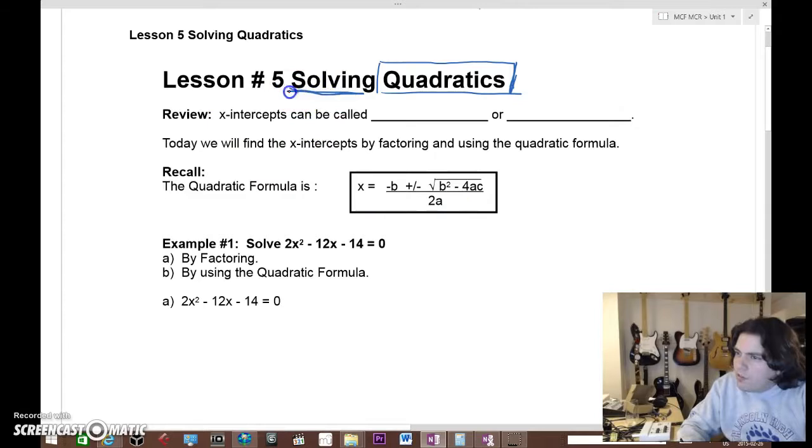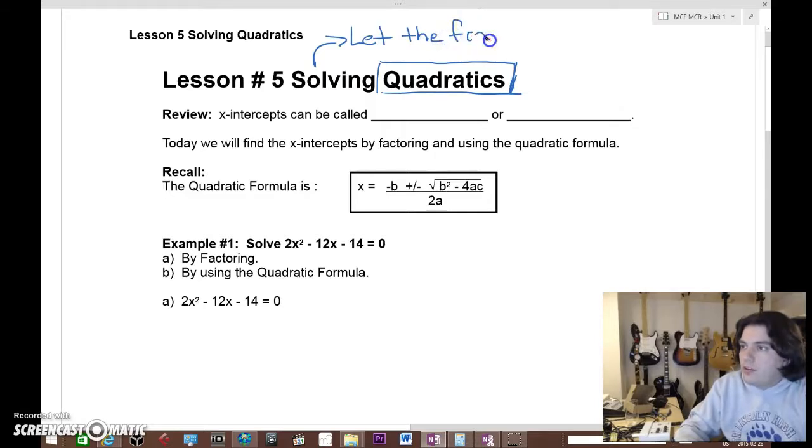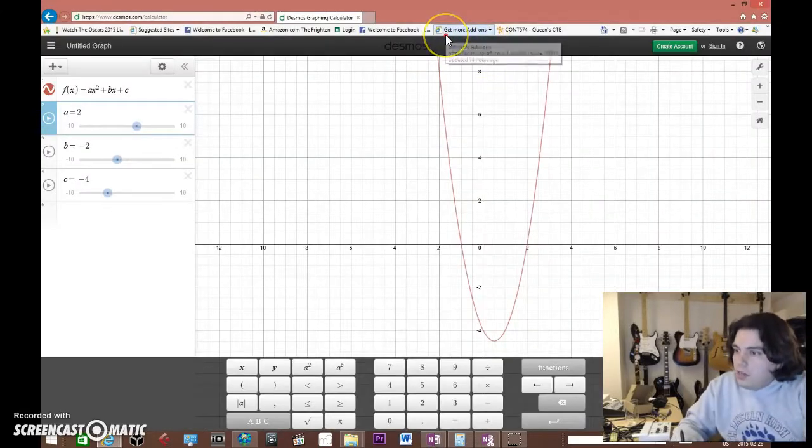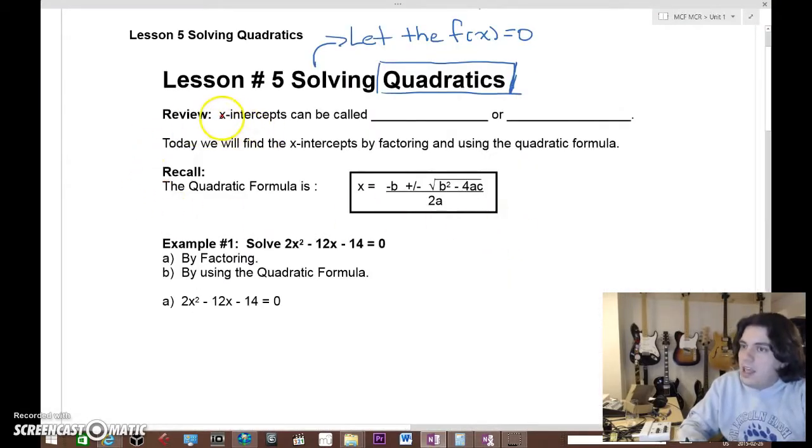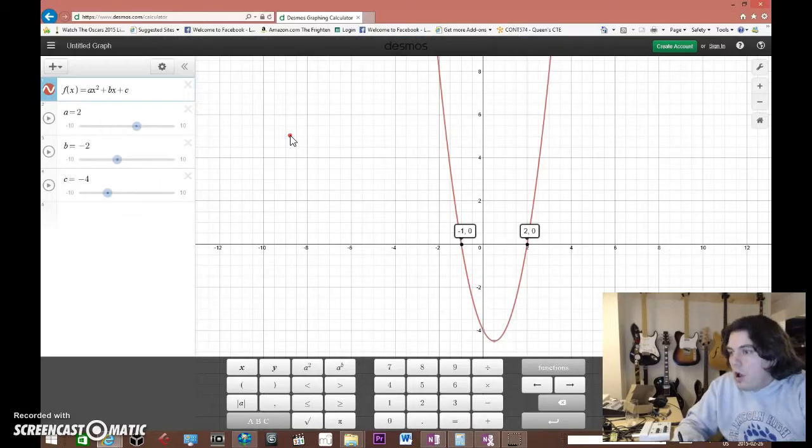When we talk about solving an equation, what we're really talking about is letting that equation equal 0. So we're going to let the function equal 0. And we have a fancy word for that. When the y value is equal to 0, we are right on the x-axis. Every parabola has anywhere between 0 and 2 times where it crosses the x-axis, and we call these the x-intercepts. The x-intercepts are when y equals 0, so when the function equals 0.